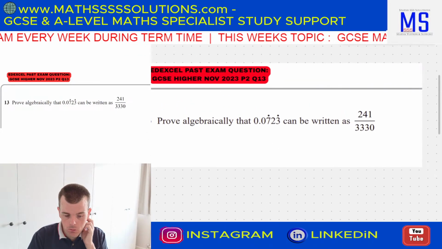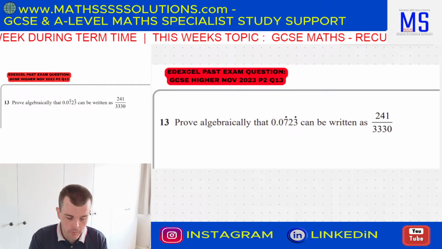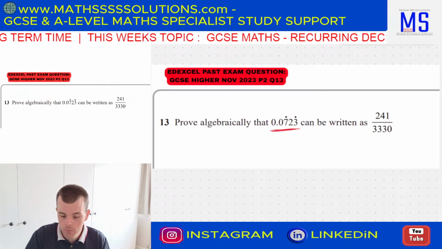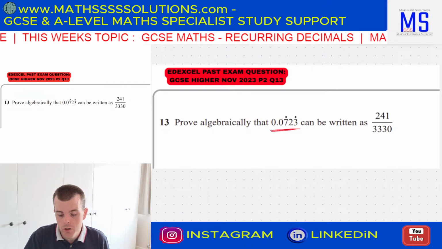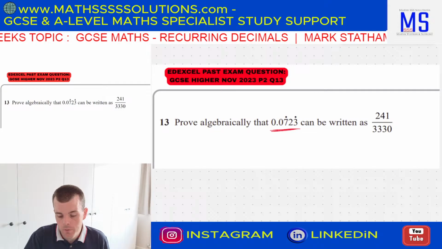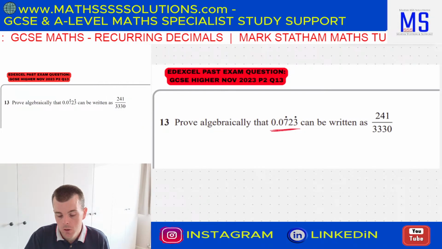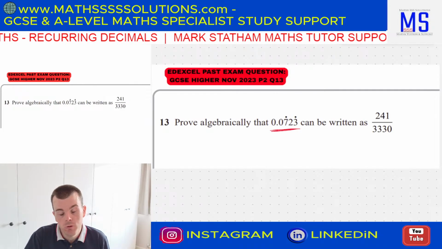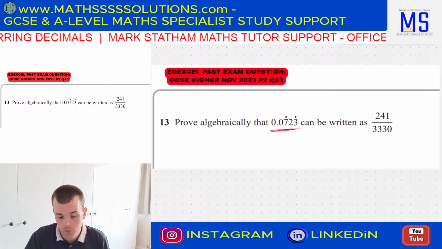If you were able to do the one we've just done, you should have no problem whatsoever with this one, because you only really needed to convert one recurring decimal. And actually, looking at this, you may not even have to try and simplify it. It may not simplify 241 over 3,330, but you don't need to even try to simplify, which will save you a bit of time in an exam question. You just need to show it can be written in that form.